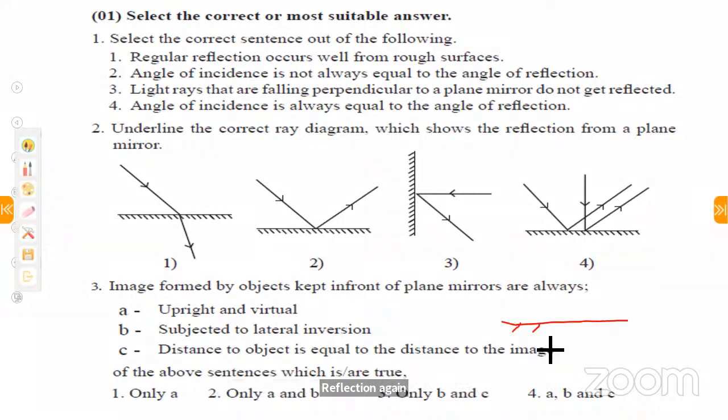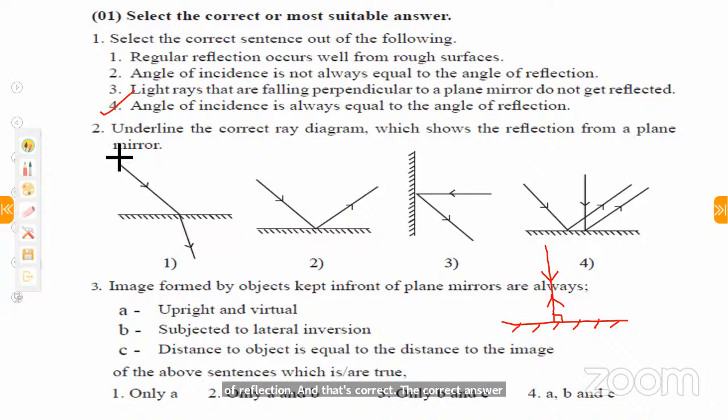Here a plane mirror. If light enters perpendicular to the plane mirror, it reflects along the same path. It is not refraction, it is reflection. So do not get reflected is incorrect. Last one, angle of incident is always equal to the angle of reflection. And that's correct. The correct answer is the last one.